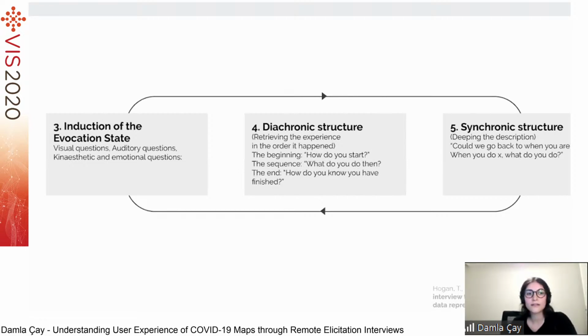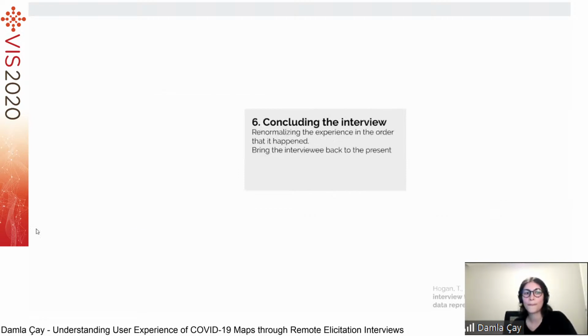If the evocation state is disturbed at any point, the interviewer goes back to the evocation stage, the third stage, to induce it again. At the sixth and last phase, the interviewer reformulates the key moments of the interview and asks the participant if they have anything to add.